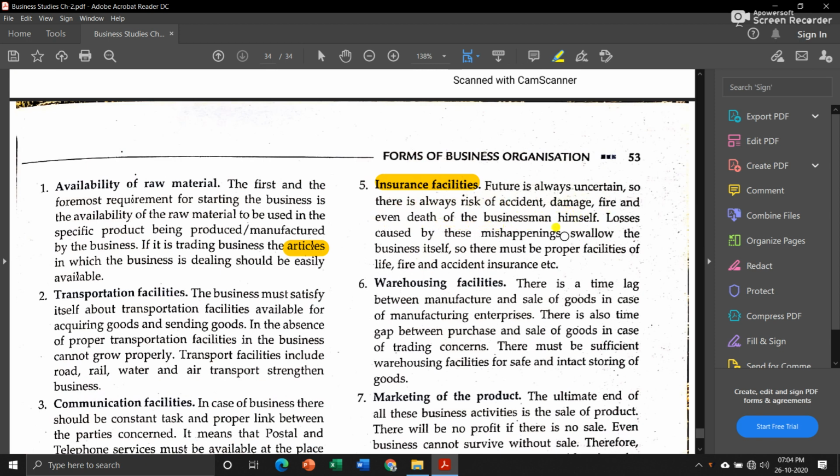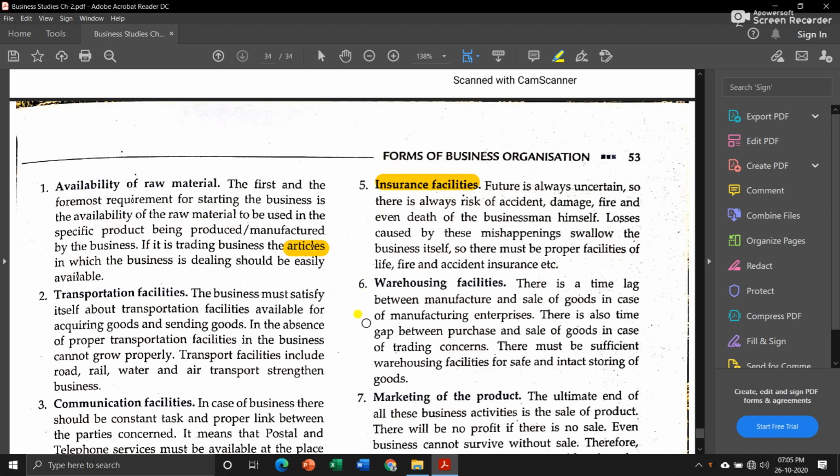Losses caused by this mishap swallow the business itself. Due to these damages also, the business suffers a lot. So in order to minimize that risk, insurance is a very good method. So you have to see whether insurance facilities are available in your place or not.